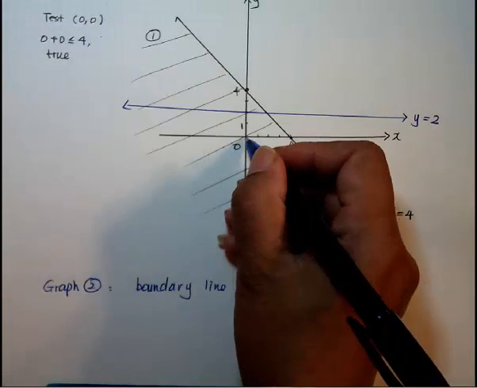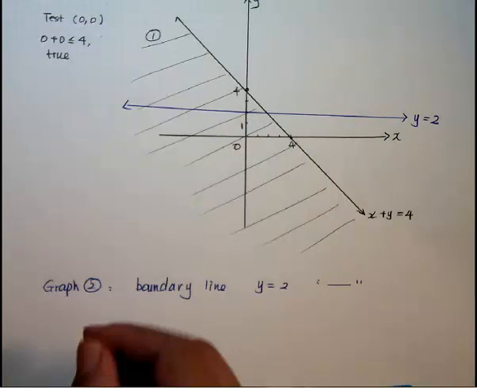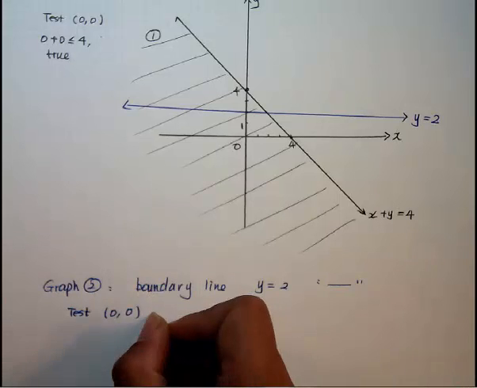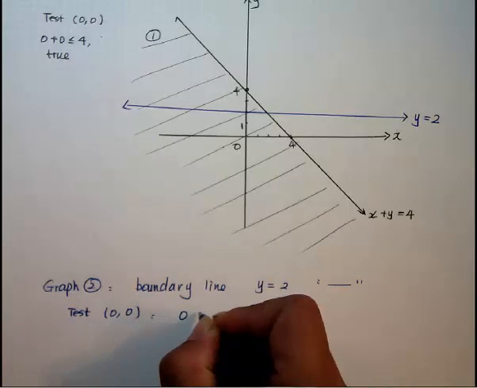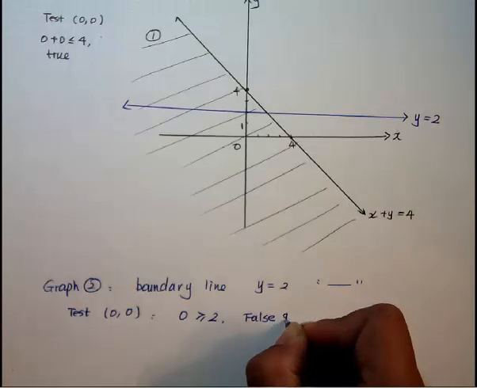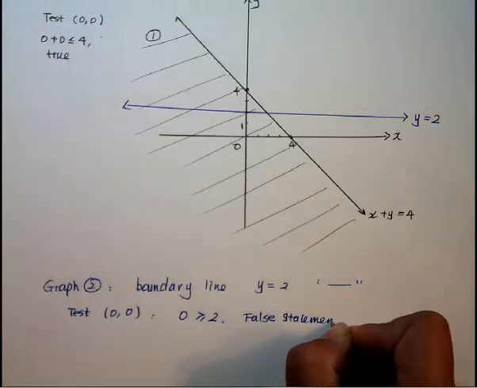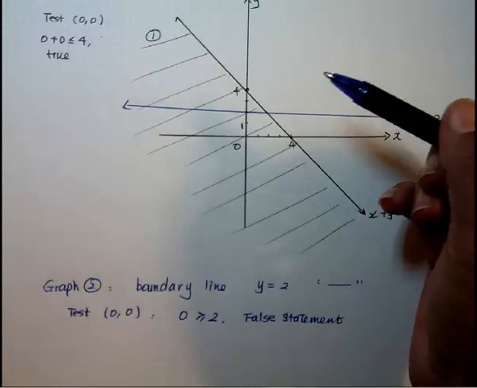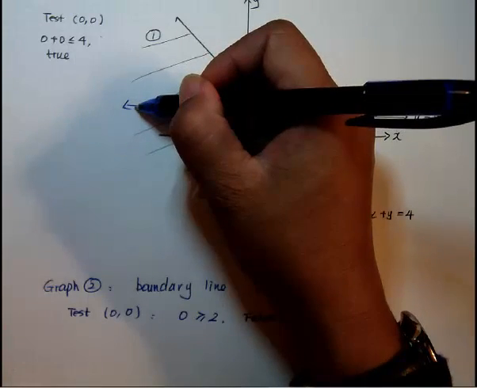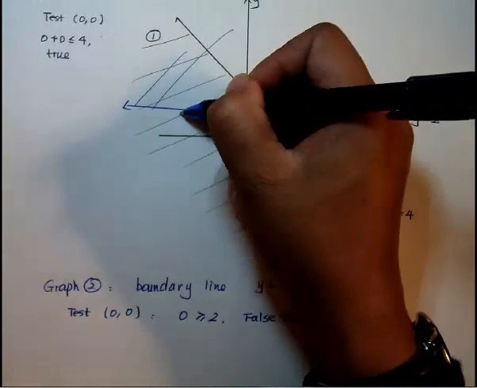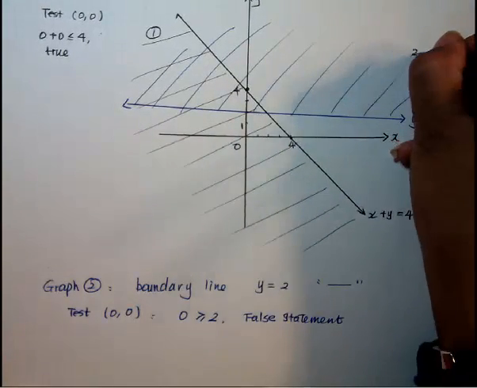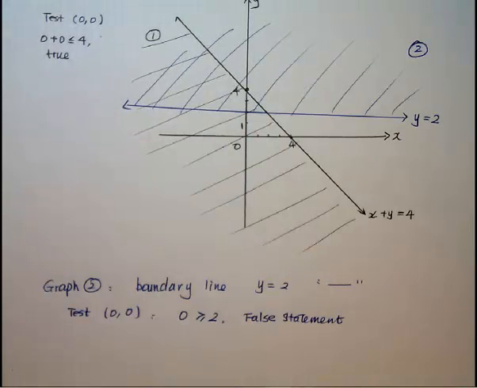It seems like 0, 0 is not on the boundary line. Again, I can still use the 0, 0 to test that. Is y equals 0 greater than or equal to 2? No. It's a false statement. That means I have to shade the part without the testing point, which is the part above the horizontal line. So this part is your inequality 2 solution set.